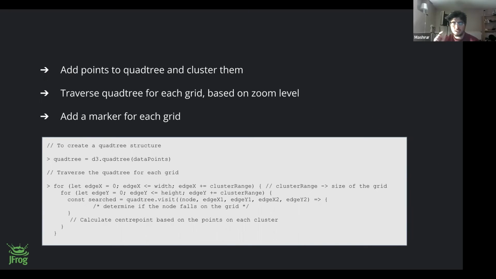So the cluster range, like edge X plus equals cluster range, would be something like the width of the viewport divided by 2, then you divide that box by 2. Is that how it goes? No, it's not divided by 2, right? Because whatever you give as the cluster range, that will be one side of the square. So when you go to the next square, you just add that cluster and it becomes the next square.